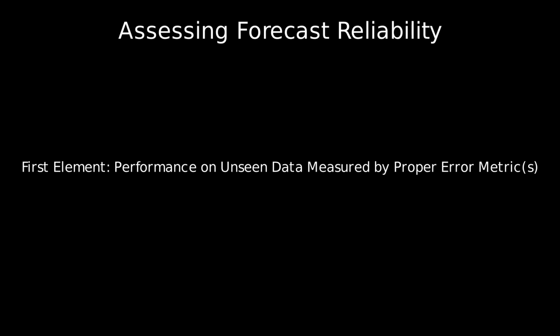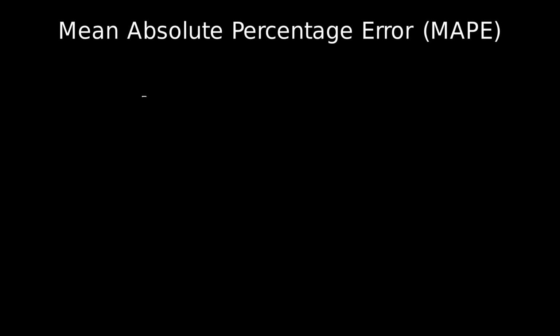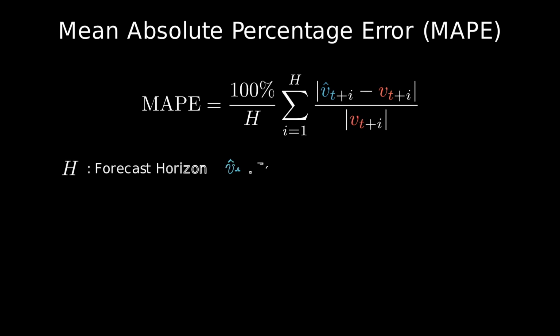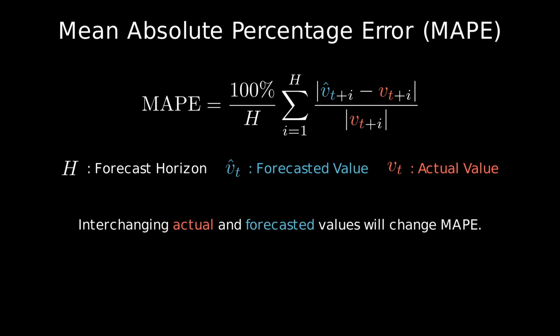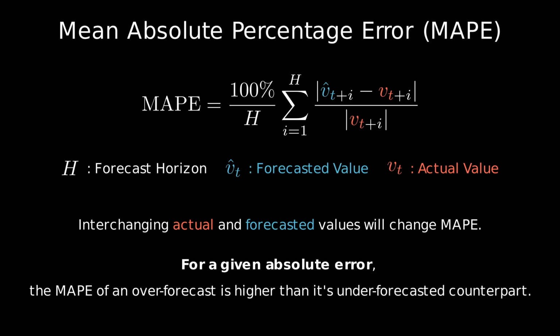This video is the continuation of the same topic, and here we are going to learn about another evaluation metric. In the previous video, I showed that one of the problems with MAPE is that it's not invariant to the actual forecast interchange. What that means is that if you interchange the actual and forecasted values, V_t hat and V_t, MAPE will change, which results in a problem with MAPE that for a given amount of absolute error, the MAPE of an over-forecast will be higher than its under-forecasted counterpart.